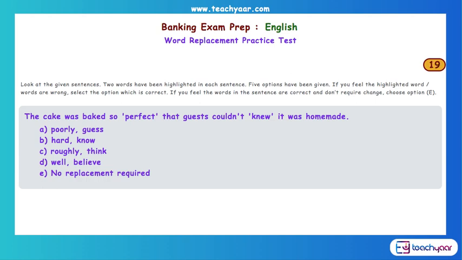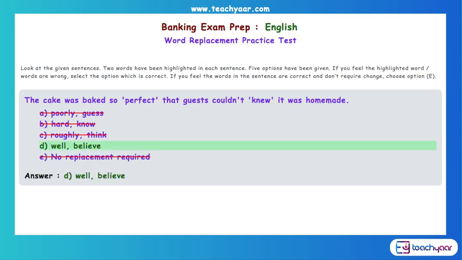Look for the first word. Well, A, poorly is wrong, B, hard is wrong, C, roughly is wrong, D, well. No replacement is wrong. And what is your answer? The answer is well, believe. The cake was baked so well that guests couldn't believe it was homemade.